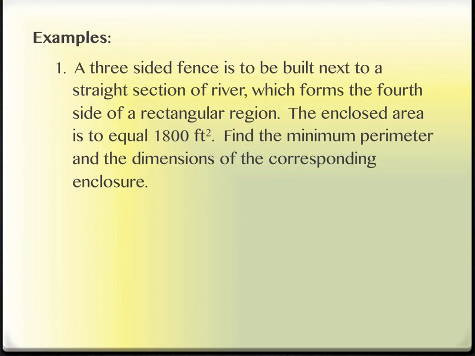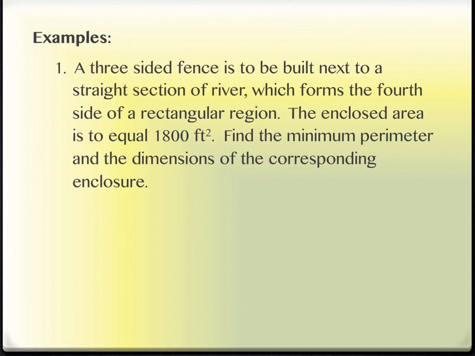It's going to be built next to a straight section of river, which forms the 4th side of a rectangular region. The enclosed area is equal to 1,800 square feet, and we want to find the minimum perimeter and dimensions of the corresponding enclosure. So what did step 1 say that I should do first? Make a visual. This has a very good picture of what's going on.